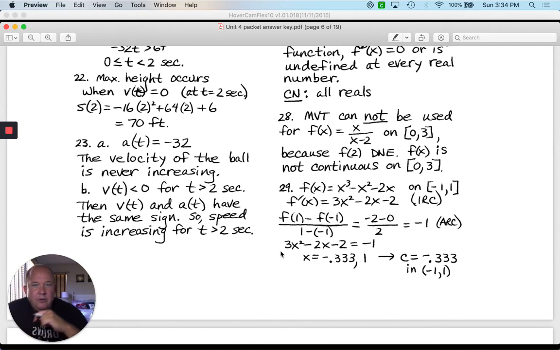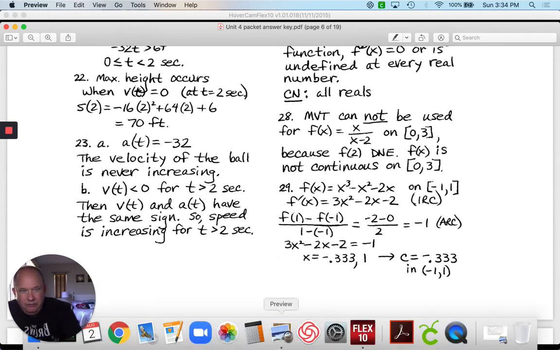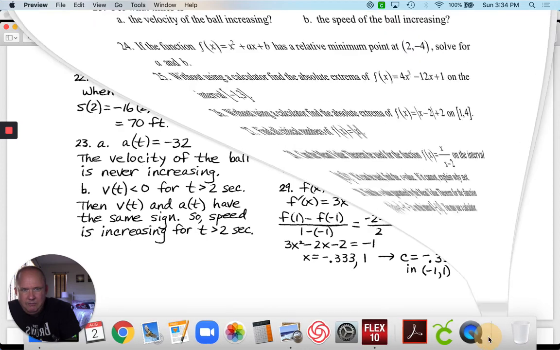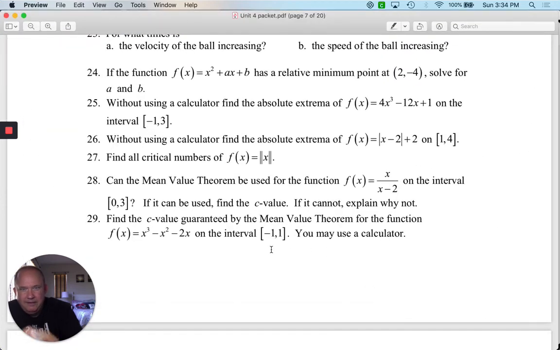So I want you to notice in this answer key, when they solved it, you do get negative 1/3 and 1, but the only answer in the interval is negative 1/3, and then they have parentheses around negative 1 to 1. If I look at the question, did they have parentheses and I didn't see it? No, they had brackets. It's intriguing to me that the question had brackets, the answer key changed them to parentheses. Brackets means the ends are included, parentheses not.